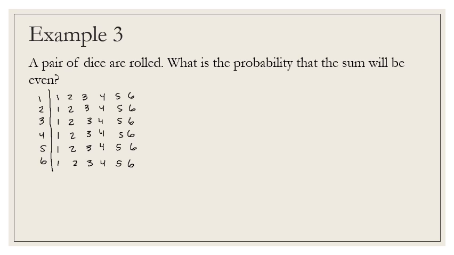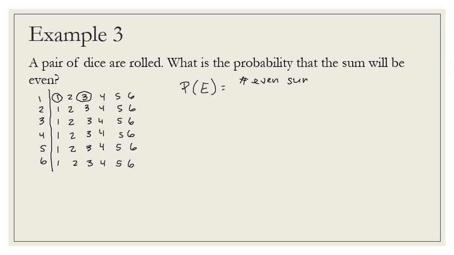All right, so let's see. 1 plus 1 is even, so I'll circle that one. 1 plus 2 is odd. 1 plus 3 is even, right? So see what I'm doing? I'm counting up how often this occurs, right? The probability that the sum will be even. The first step is we have to count up the number of ways we get even.